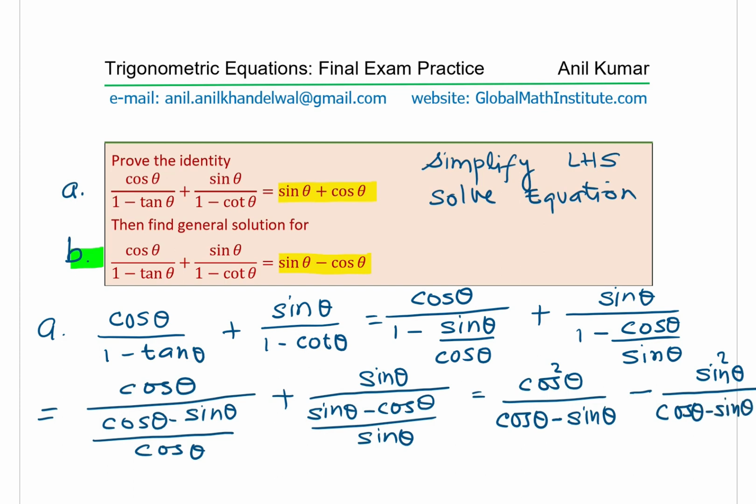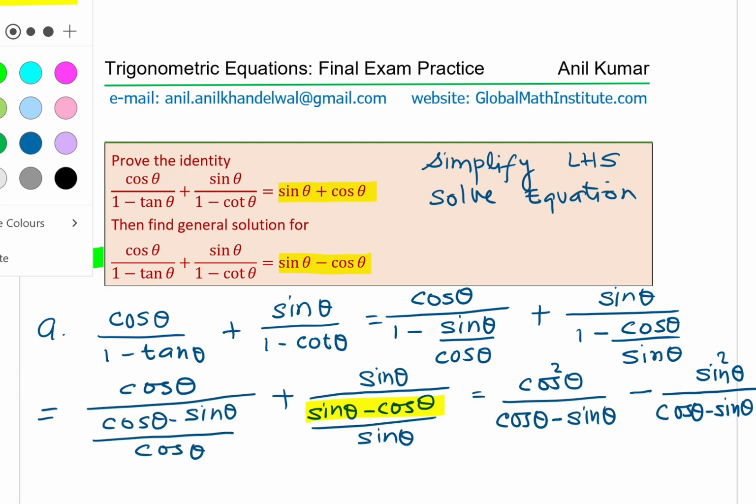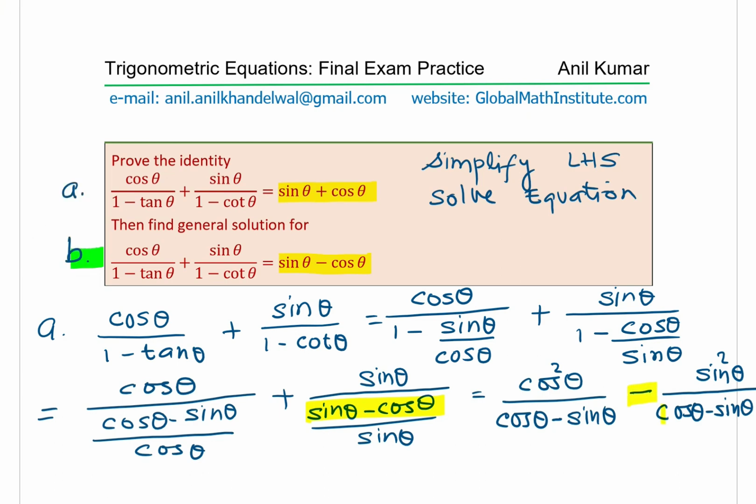Is that clear to you? It was actually sine theta minus cos theta, so we flipped it and took this minus outside, correct? And that is how we get it. So the result here is this minus sine square theta over cos theta minus sine theta. Clear? Now they have the same denominator, that is the advantage, and in the numerator, we have cos square theta minus sine square theta, correct?